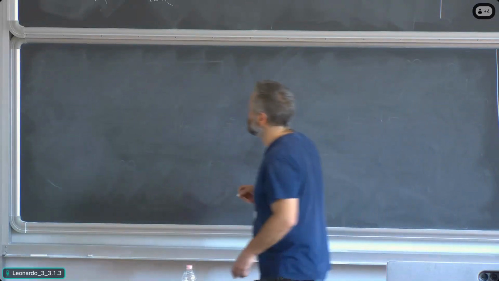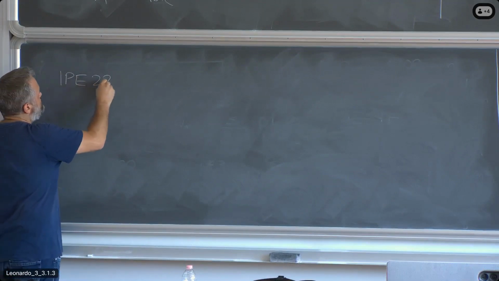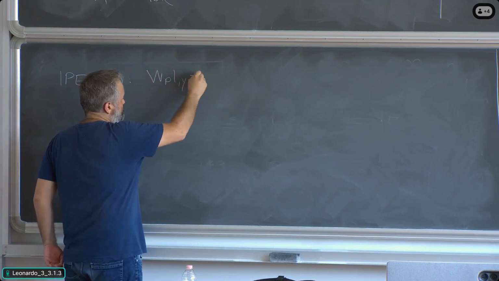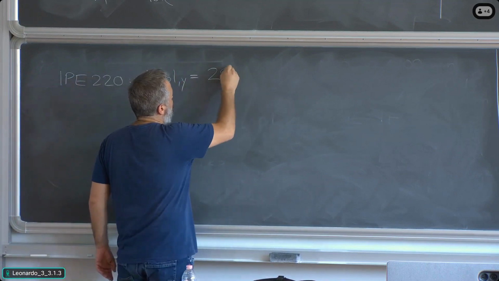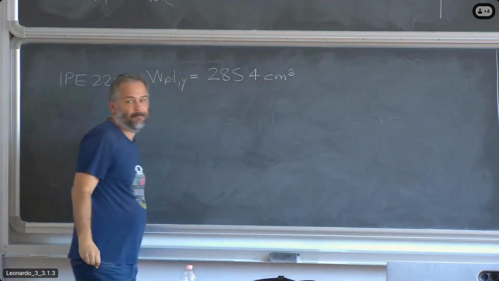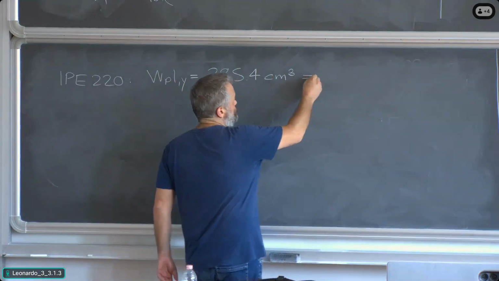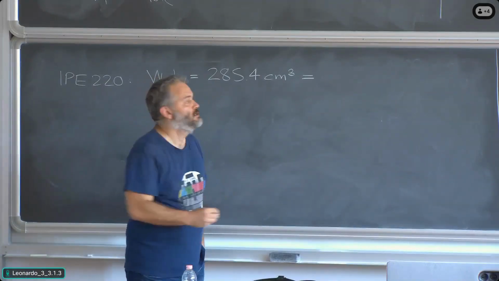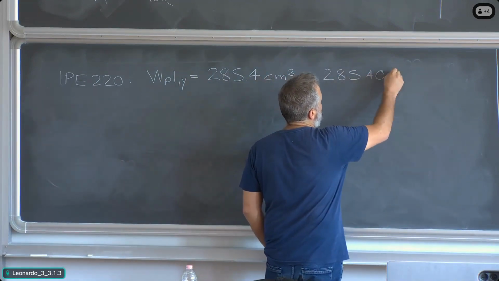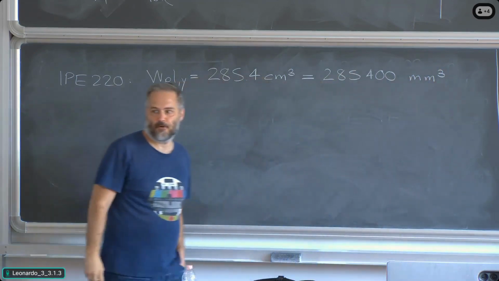Now, so for IPE 220, WPLY is equal to 285.4 centimeters to the power of 3. Which means, again, do the calculations, 285,400 millimeters to the power of 3. Okay?